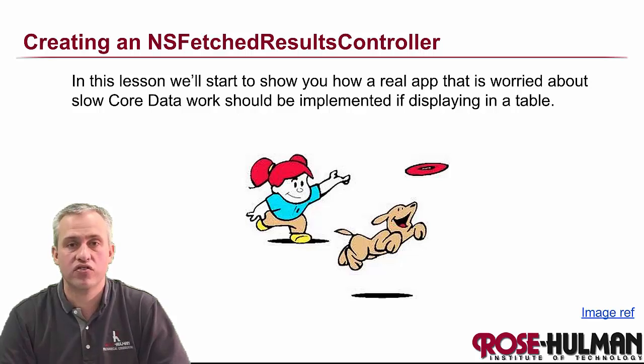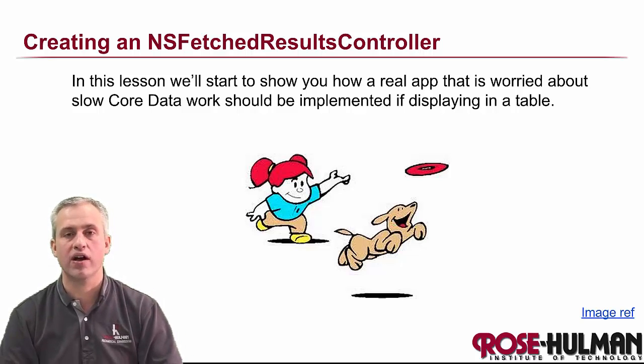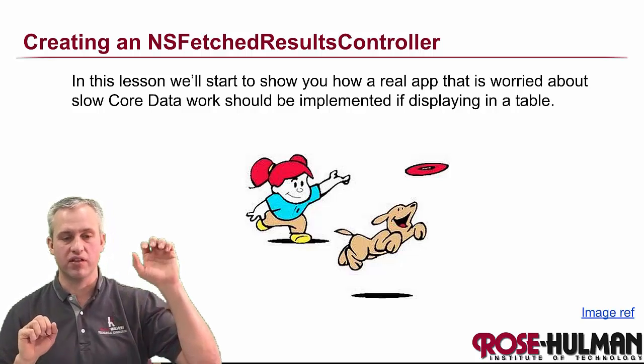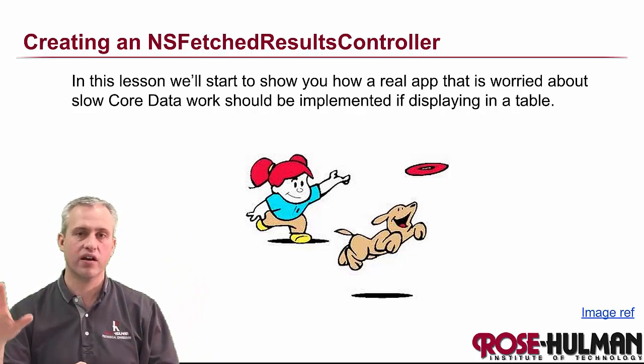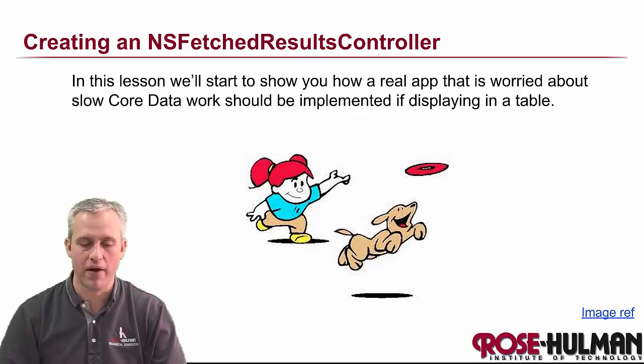What they set up is what's called an NSFetchedResultsController. It's a more efficient way to do things, and it's the recommended approach. If you've got something that's in Core Data and you're going to be showing it in a table, this is how they recommend you do it. And so we're going to be learning a little bit more about it.